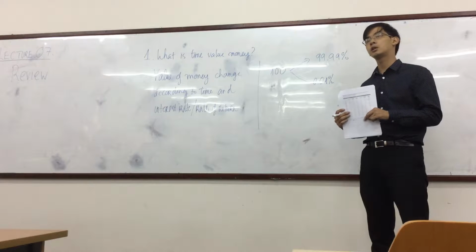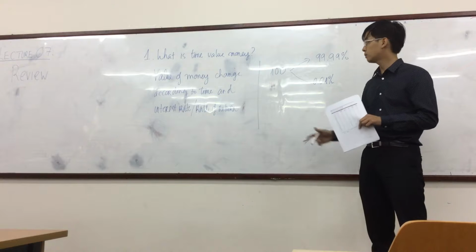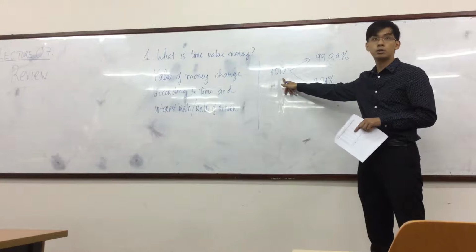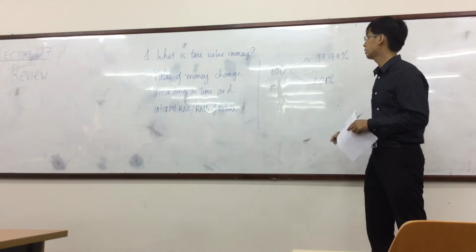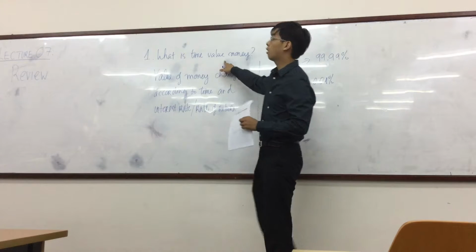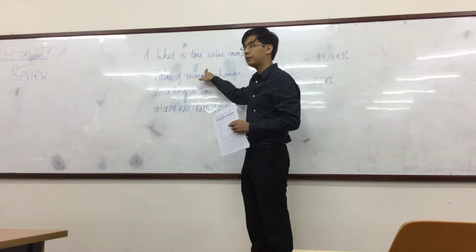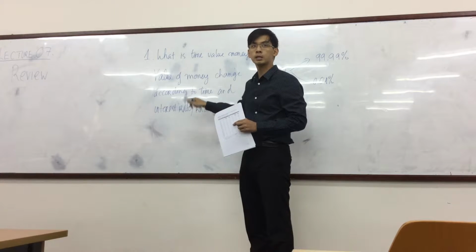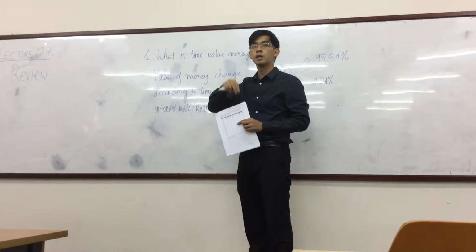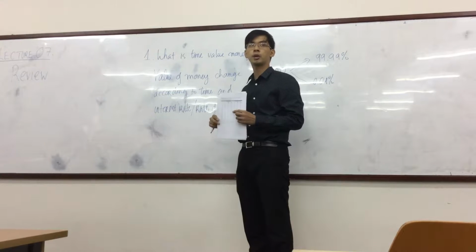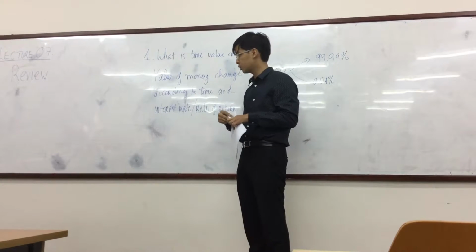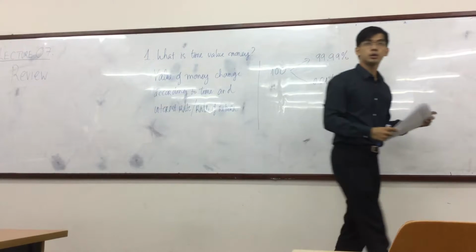Okay, so if the interest rate is negative, that means the value of $100 today will be worth less than in the future. So the core idea is that the value of money changes according to time. That means in different periods of time, the value of money will change according to the interest rate or the rate of return. Okay? So that's for the first question. Any questions here?